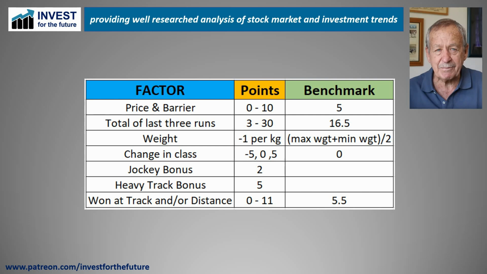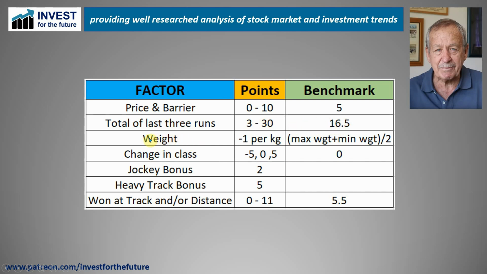Bringing this all together, here's how I'm now looking at the wagon wheel for coding purposes when it comes to using Excel. The price and barrier numbers range from 0 to 10, and so the benchmark, for want of a better way of putting it, halfway between is 5. The total of the last 3 runs ranges from 3 up to 30, and so the benchmark is halfway between those two, which is 16.5.